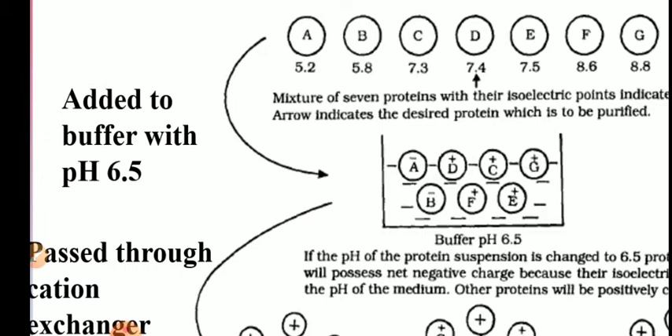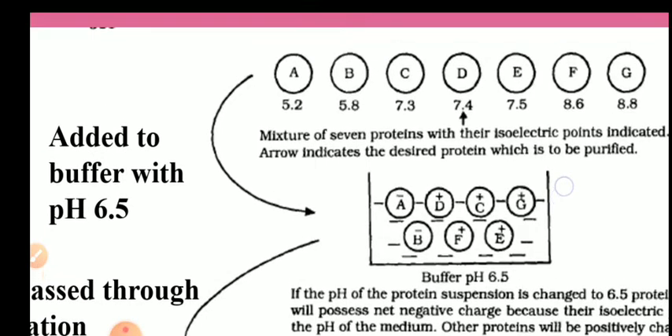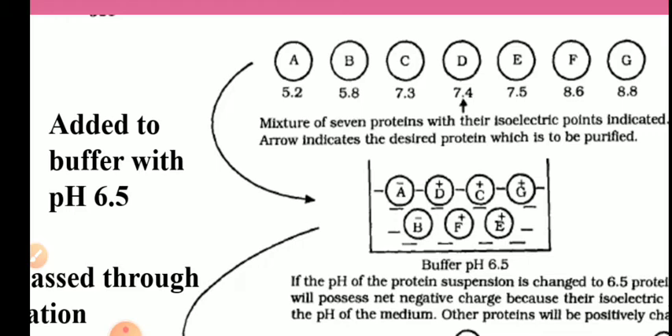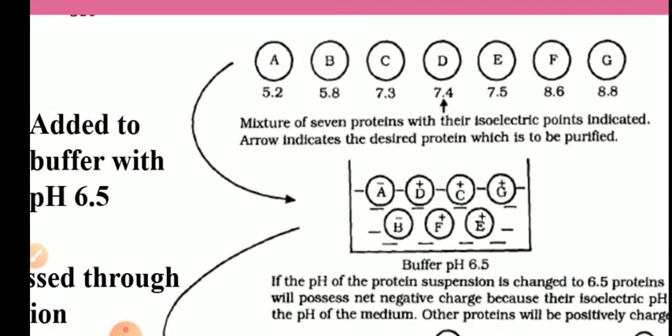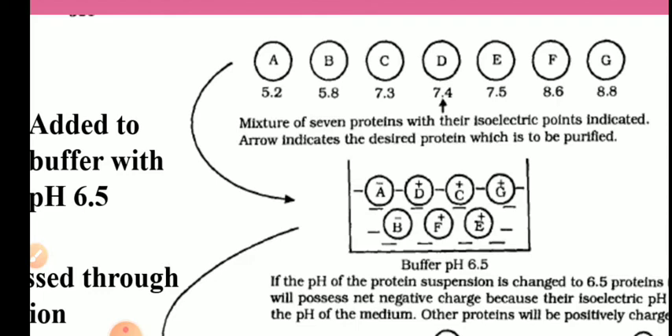What will happen when you add them to a buffer having pH 6.5? So you can see protein A and B will become negatively charged. Okay, because their isoelectric pH is 5.2 and 5.8, below 6.5. When you mix all these proteins in a buffer with 6.5 pH, protein A and B will get a negative charge and they can be easily separated out. Simple. Okay, so first you put all of them in a buffer having pH 6.5, so that A and B acquire negative charge and the rest of them have a positive charge. C, D, E, F, G will have a positive charge.